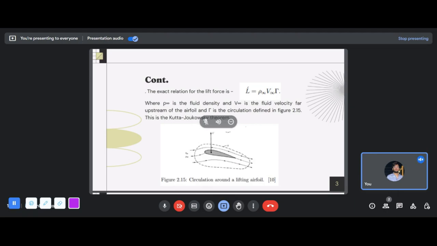Later, continuing, we have the exact relation of the lift force. The lift force is rho infinity, V infinity, gamma, where rho infinity is the fluid density, V infinity is the fluid velocity far upstream of the airfoil, and gamma is the circulation. Here we can see the circulation around the fluid: these waves, curves or the flow of the air is that circulation. This is known as the Kutta-Joukowski theorem.